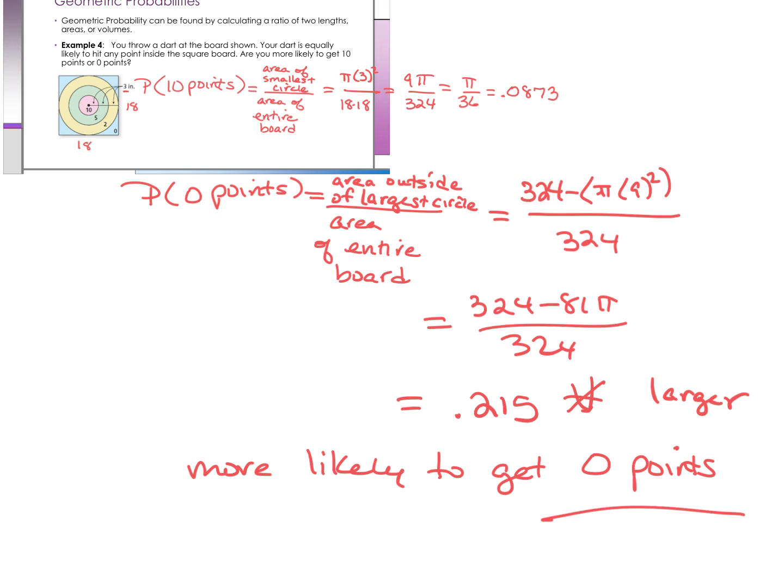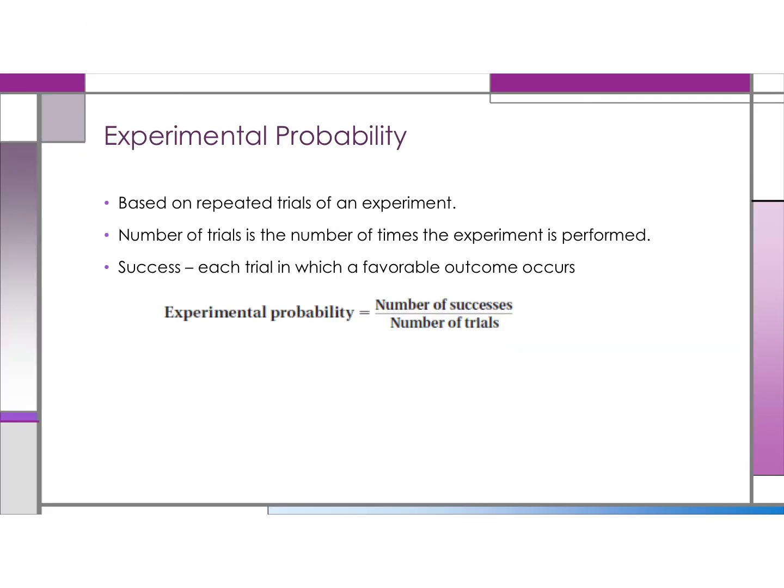Next, we'll take a look at the experimental probability. Everybody good here? Next is experimental probability, and again, this is based on repeated trials of an experiment. So for example, flipping a coin 10 times, rolling a dice 20 times, and writing down what you got each time you flipped or each time you rolled, or whatever experiment you want to do. So again, the number of trials is the number of times the experiment is performed. And then success is, in each trial, your favorable outcome.